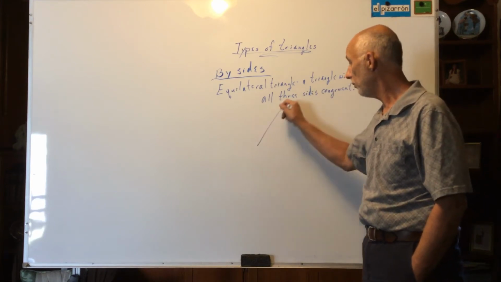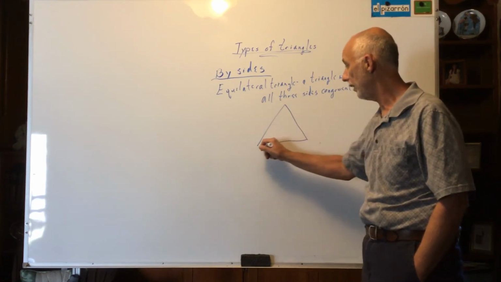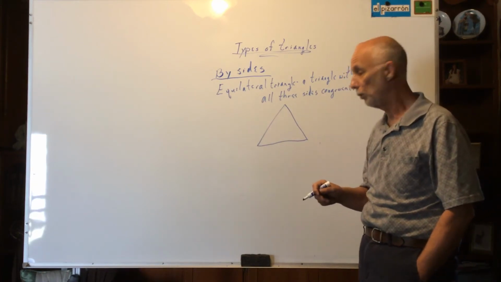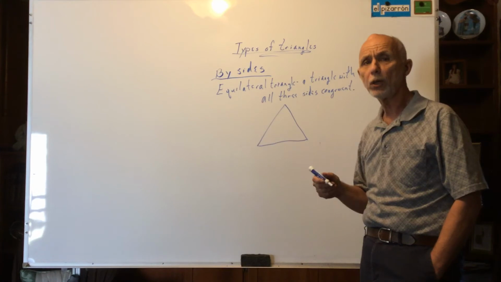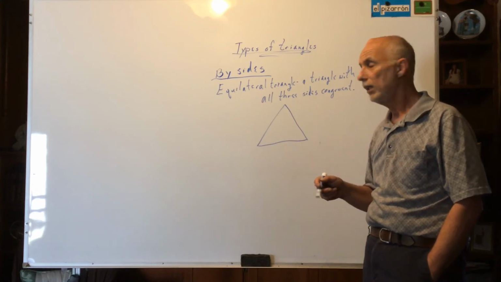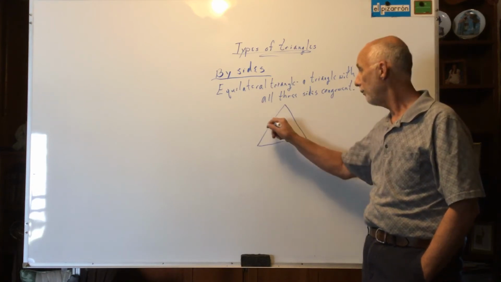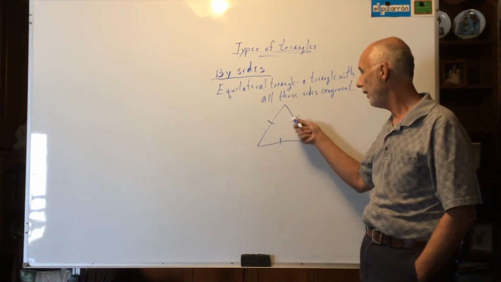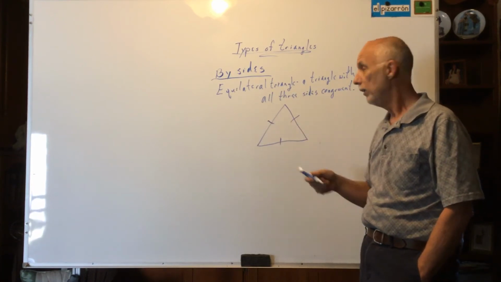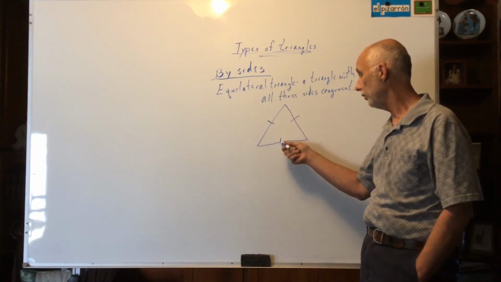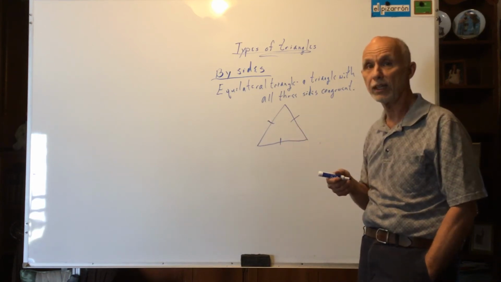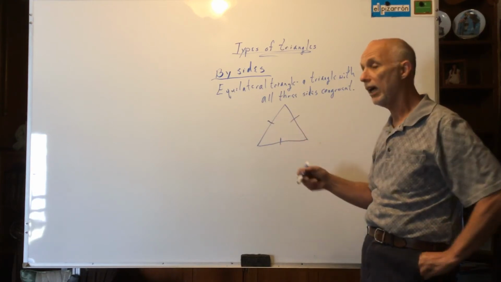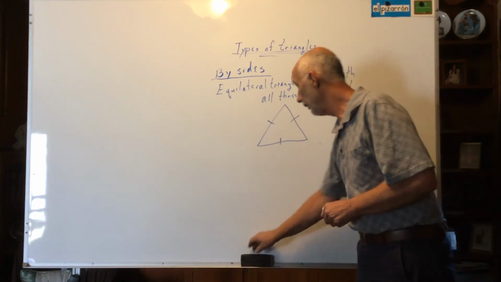By the way, an equilateral triangle would look something like this. And because I can't draw that well, and because I don't have a ruler to measure them, if I want to show the sides are congruent, even if they aren't, I put a little line segment through each side, and that makes it congruent. So if you have three little line segments through the sides, then it's an equilateral triangle, because that means all three sides are congruent.